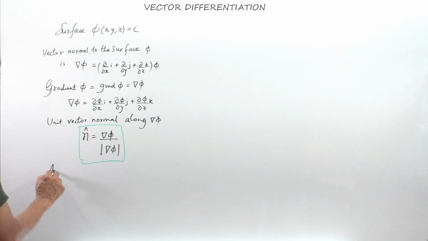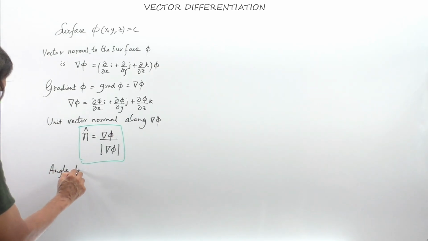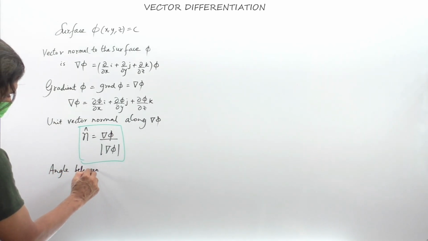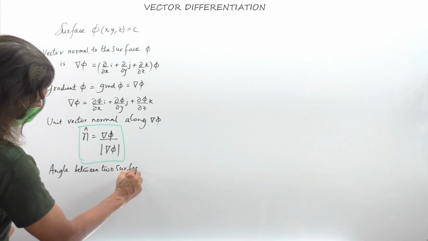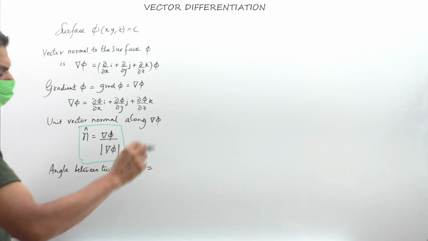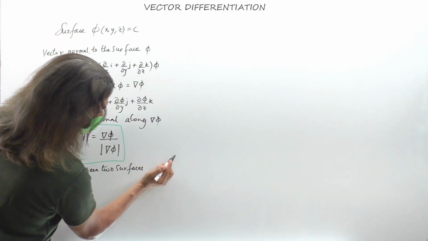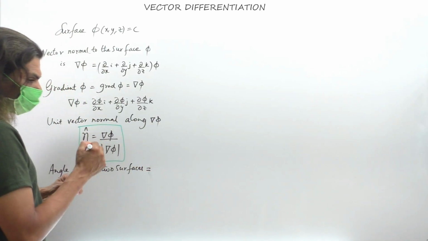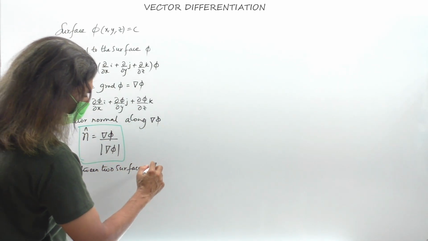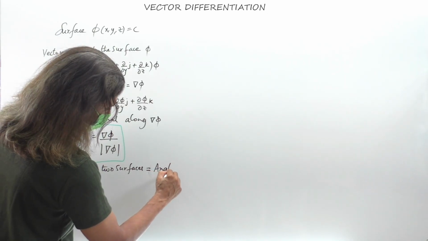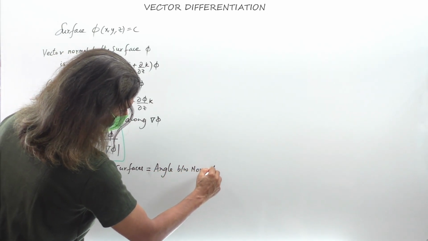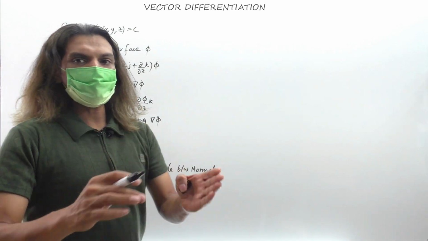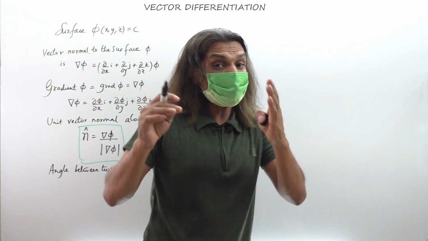The angle between two surfaces is also called the angle between normals. Both are the same. The angle between the two surfaces and the angle between normals both are same.